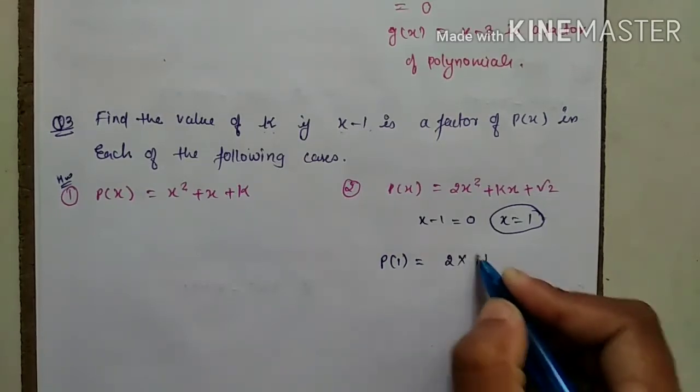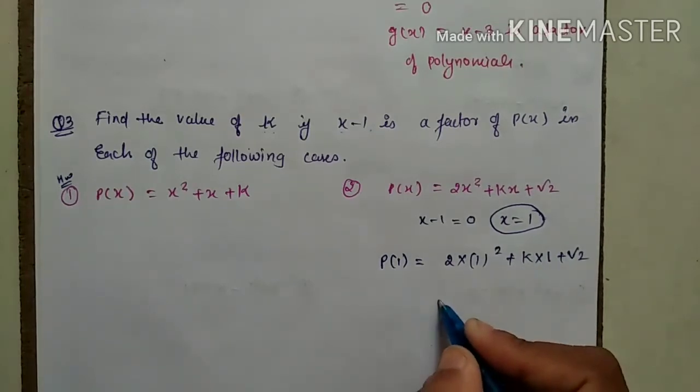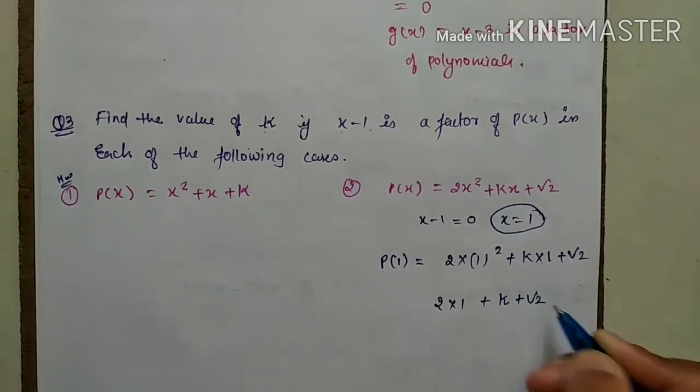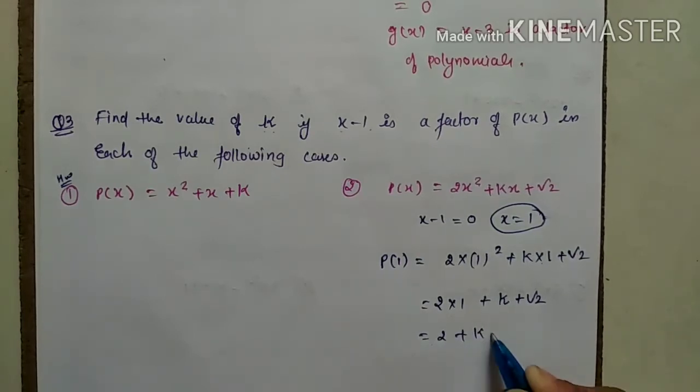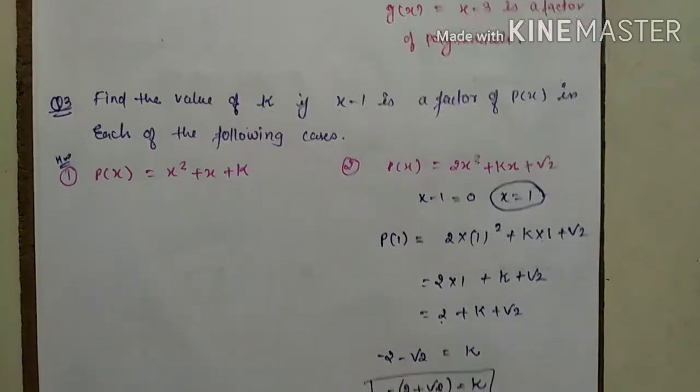Just see. 2 into 1 square plus k into 1 plus root 2. So 2 into 1 square is 2, k into 1 becomes k, plus root 2. I will send these 2 terms: 2 ones are 2, plus k plus root 2. So I will send this 2 and root 2 to this side. I am putting k here only. This positive 2 becomes negative 2 on that side, and root 2 is again negative. I am taking negative as common. This is my solution of k. I got my answer of k.